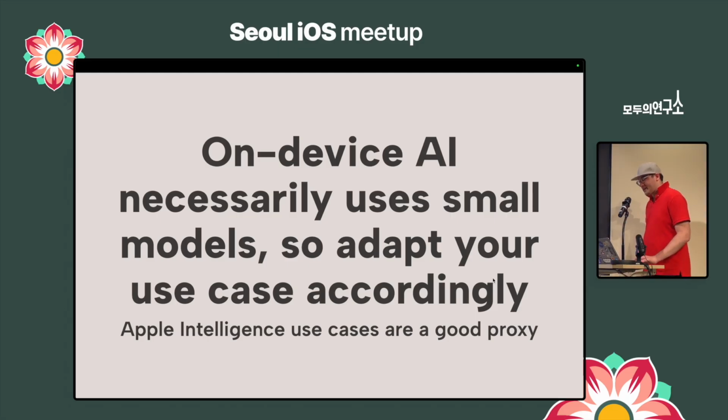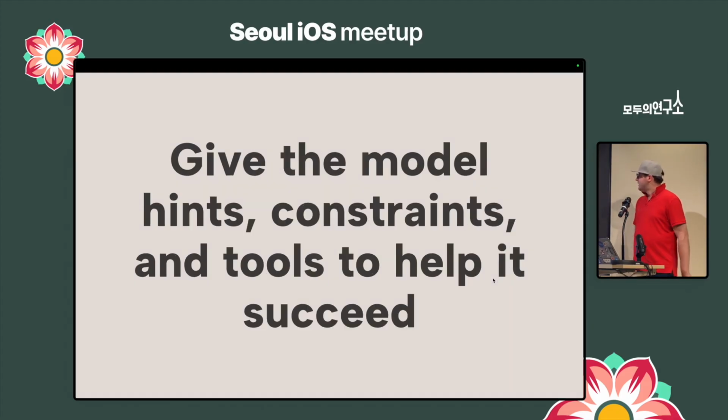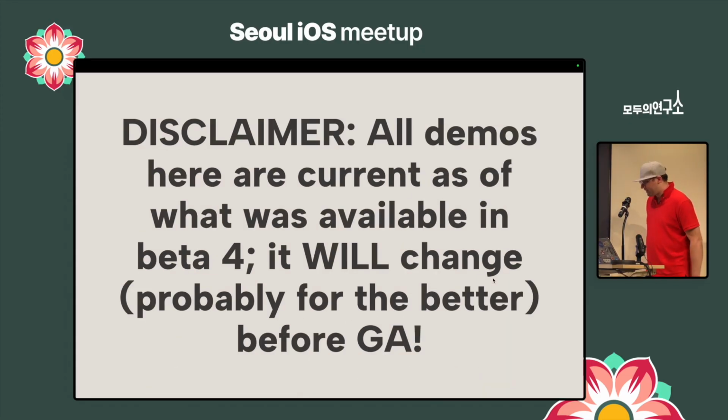So yeah, on-device AI, it's necessarily using small models, so adapt your use cases accordingly. The things that Apple Intelligence is using are a pretty good proxy. It's mostly summarizing. It's not like generating a new photo like DALL-E or something. So yeah, give the model plenty of hints. Give it constraints in the form of your types and your generable struct and the tools that it needs to succeed. Disclaimer again, all demos are current as of what was available in beta 4.